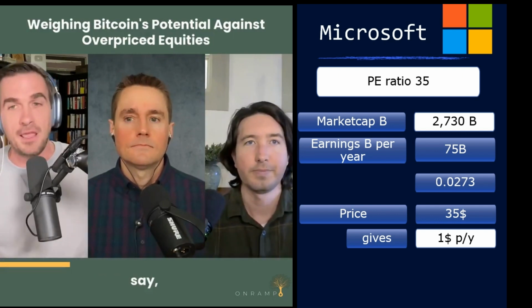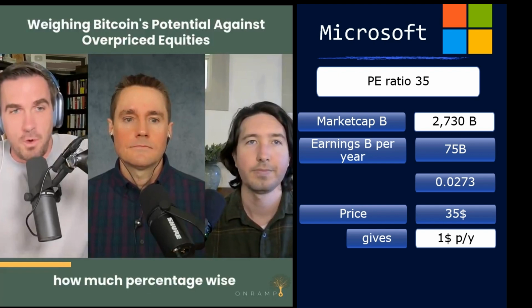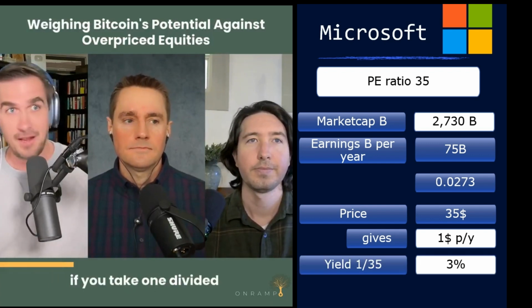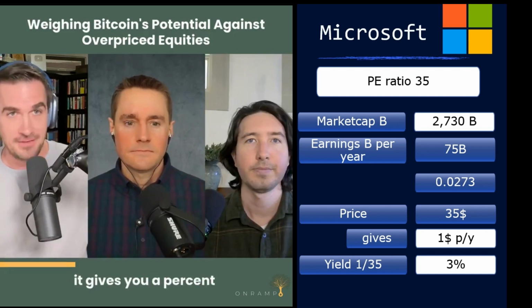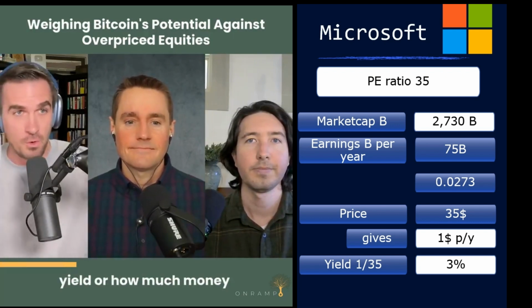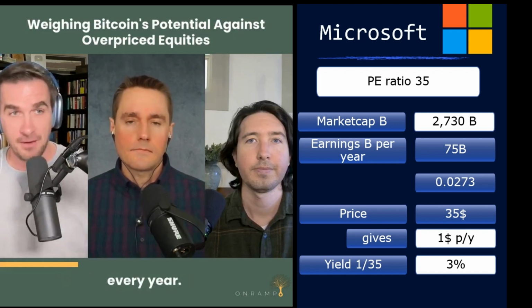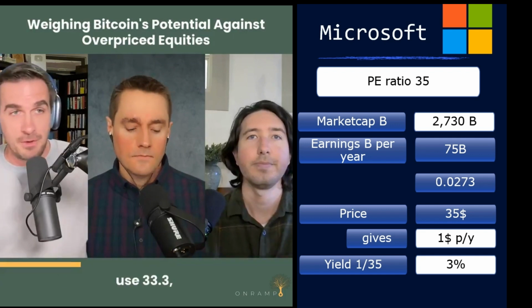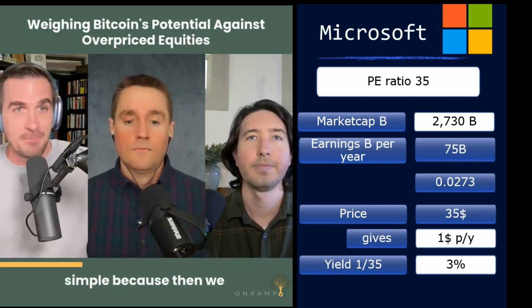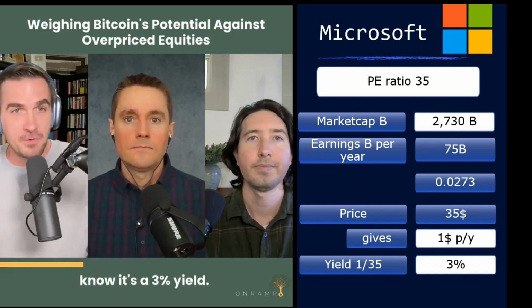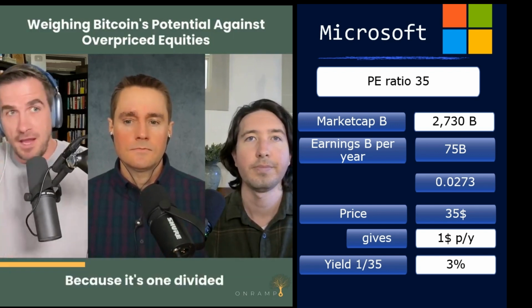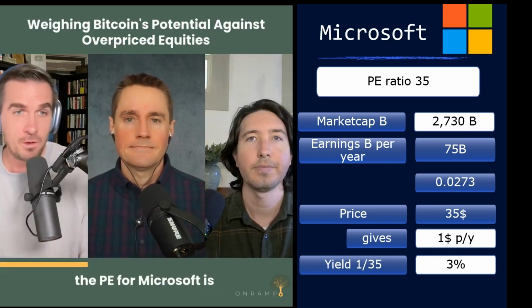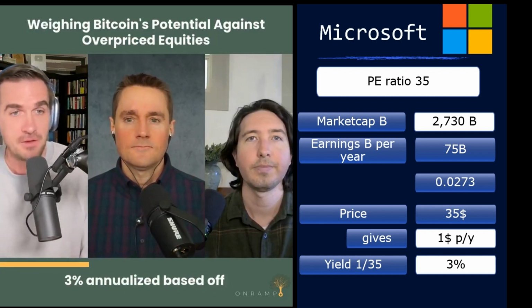So if we were going to say, well, how much percentage-wise am I going to get for that $35? Well, if you take 1 divided by 35, it gives you a percent. It tells you the yield, or how much money you could expect to get every year. When you do that math, if we were going to use 33.3, we'd make the PE really simple, because then we know it's a 3% yield, because it's 1 divided by that number. So let's just say that the yield for Microsoft is 3% annualized based off of that price.